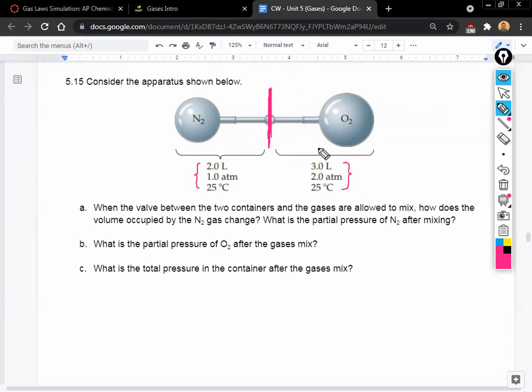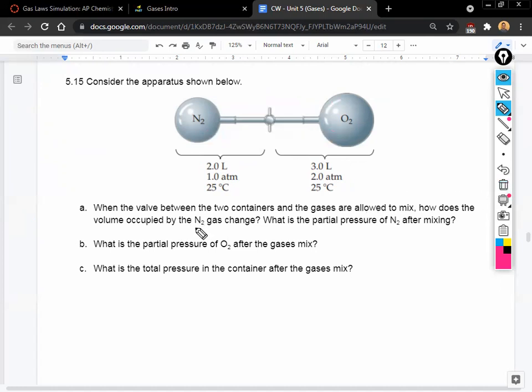So initially, they're separate and they have their own separate properties. On this side, it's 2 liters, 1 atm, 25 degrees Celsius. And on this side, it's 3 liters, 2 atm, and 25 degrees Celsius. So the pressures are different and the volumes are different. In these types of problems, the valve gets opened and the gases mix. Some of the nitrogen is going to go to this side, some of the oxygen is going to go to this side, and they're going to mix with one another and take up the entire container.